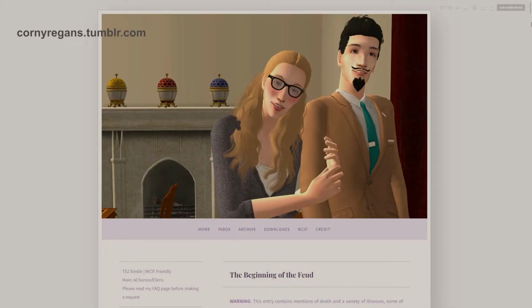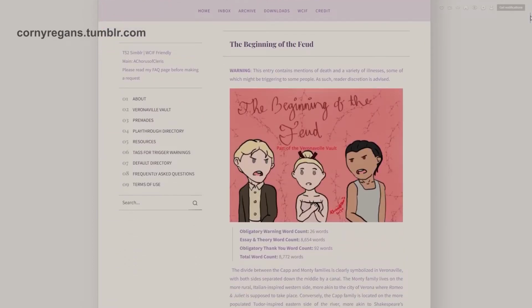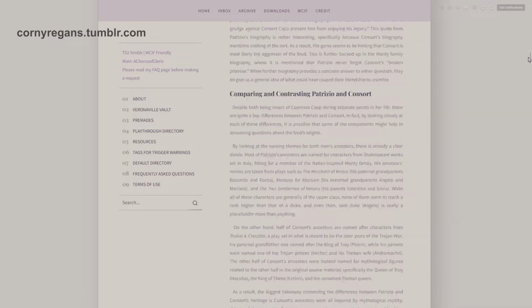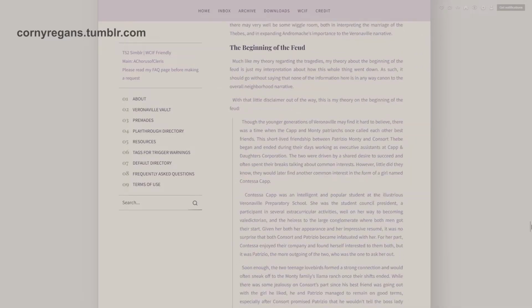Corny Regan explored the scenario of an arranged marriage between Contessa and Consort in a brilliant article she wrote on the beginning of the feud. It will be linked in the description, and I highly recommend you read it if you're interested. If you don't have the time to read the whole article, I would encourage you to at least read the section towards the bottom of the page that sort of synthesizes everything into a coherent narrative of how the feud may have played out. It's a fun read, she did a really good job.